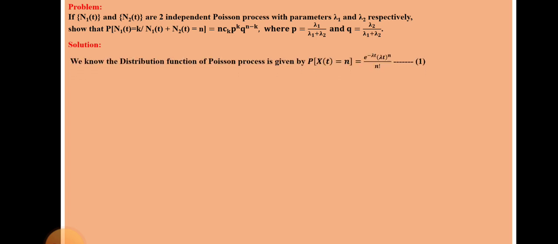We know the Poisson distribution: e power minus lambda t, lambda t power n by n factorial. That is equation number 1. Now we are using conditional probability. So the probability of N1(t) equal to k, given that N1(t) plus N2(t) equal to n. So we are using that same formula: probability of A given B is equal to the probability of the intersection of A and B, divided by the probability of B.